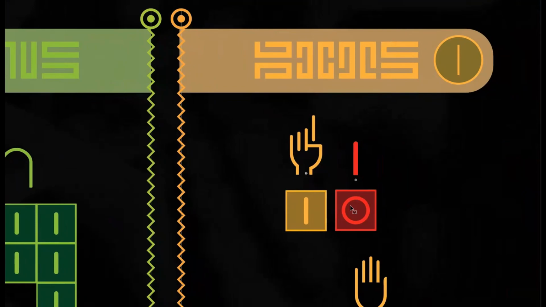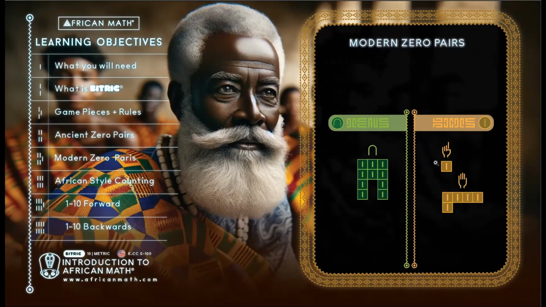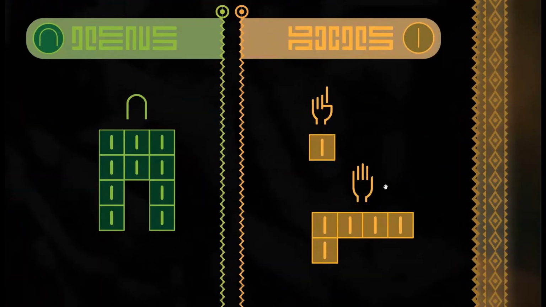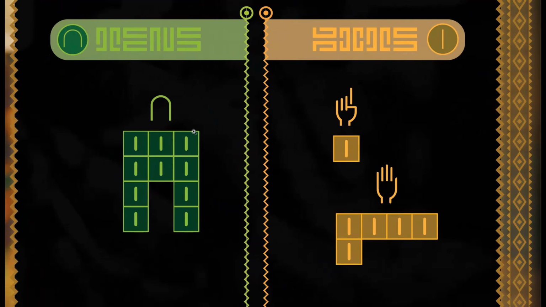So that would be a zero pair. Now it's important that when we do our zero pairs for our modern zero pairs, that we go to our toys, our counting toys, which are the math linking cubes. And we know that we have a zero pair for our unit. We know if we combine these two, that they make a representation for zero.